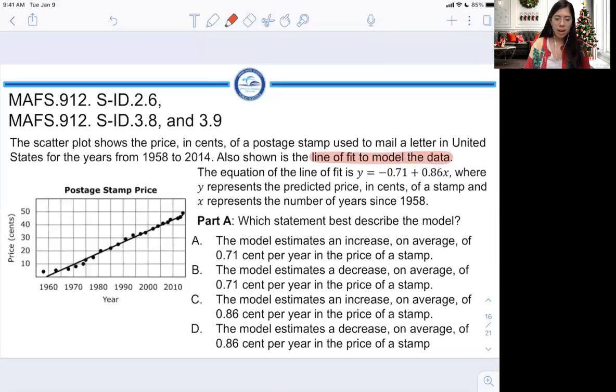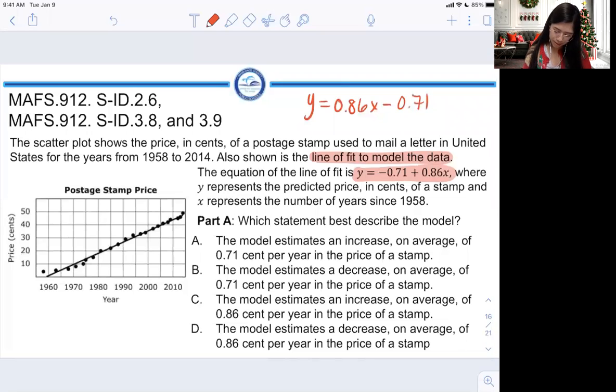The equation of the line of best fit is y equals negative 0.71 plus 0.86x. What does that look like to you guys? It looks like y equals mx plus b. Yeah, it sure does. What's wrong with it though? It's in another order. They're lazy, they don't want to fix it. They want us to do everything for them. Let's go ahead and do it for them. So I have y equals 0.86x minus 0.71. Great.